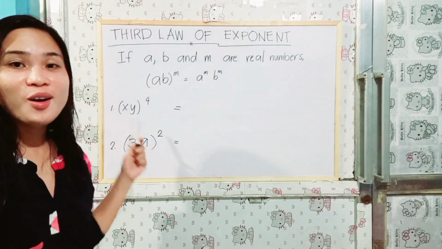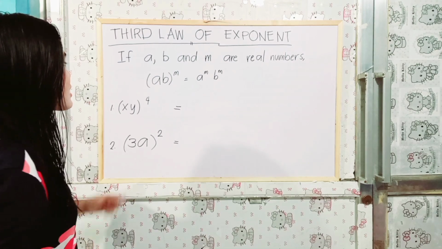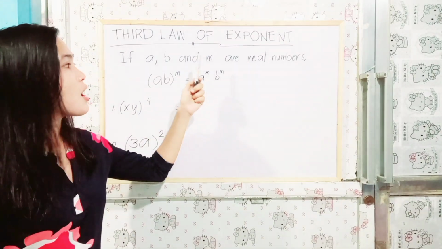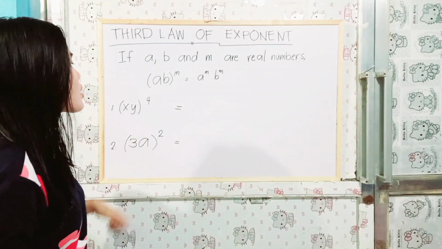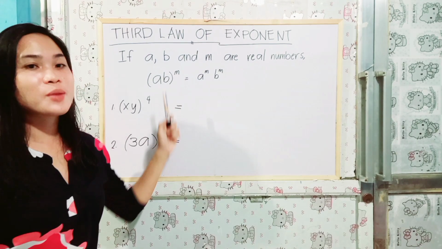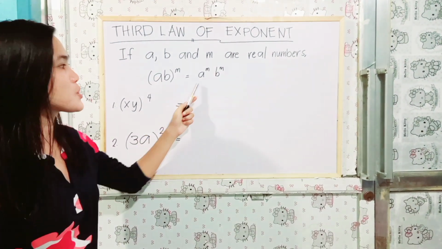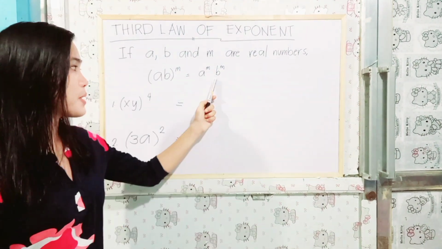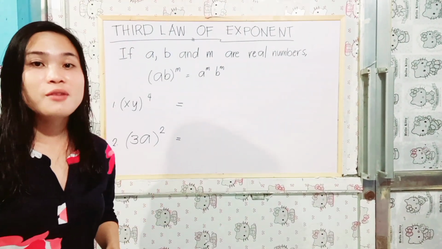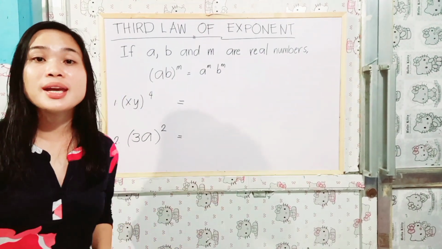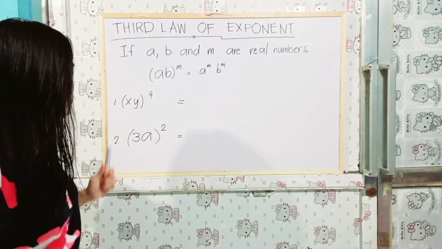The third law of exponent says if A, B, and M are real numbers, then the quantity A times B raised to the power of M is equal to A raised to the power of M and B raised to the power of M. So we will apply this rule in our examples.